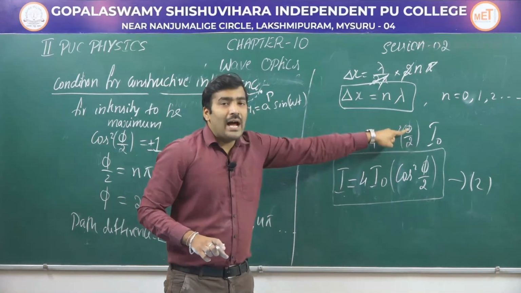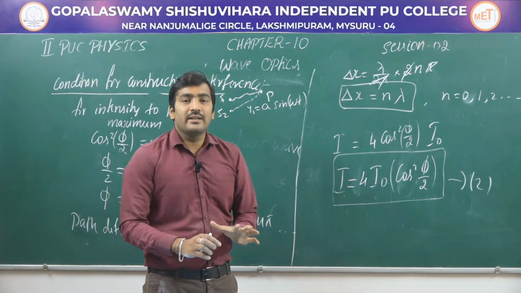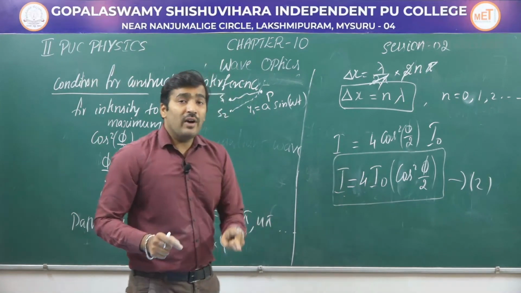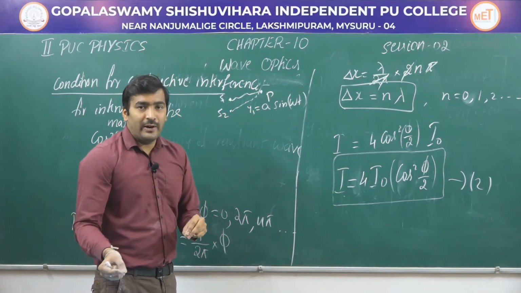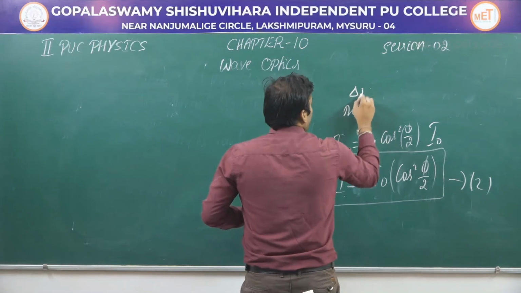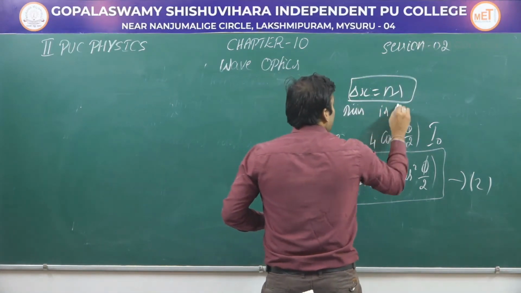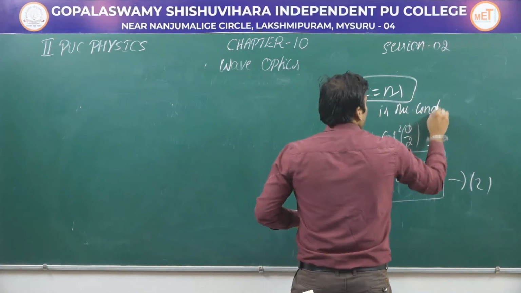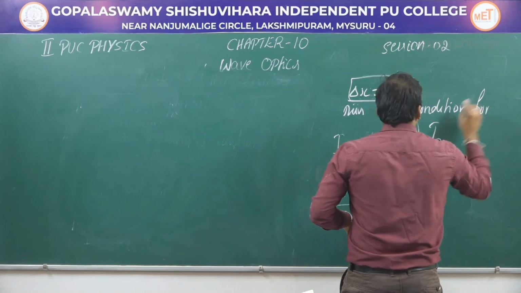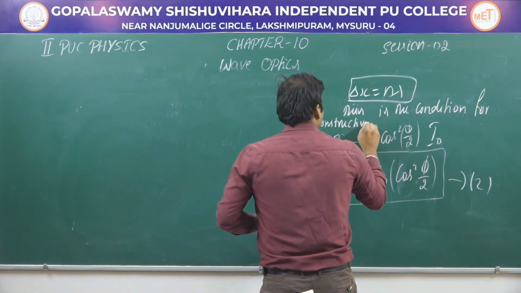Delta x is equal to n lambda is the condition for constructive interference, where the resultant amplitude is maximum as well as the intensity is maximum. Now we have to write the condition for destructive interference. So after writing this, you have to write: delta x is equal to n lambda. So this is the condition for constructive interference.